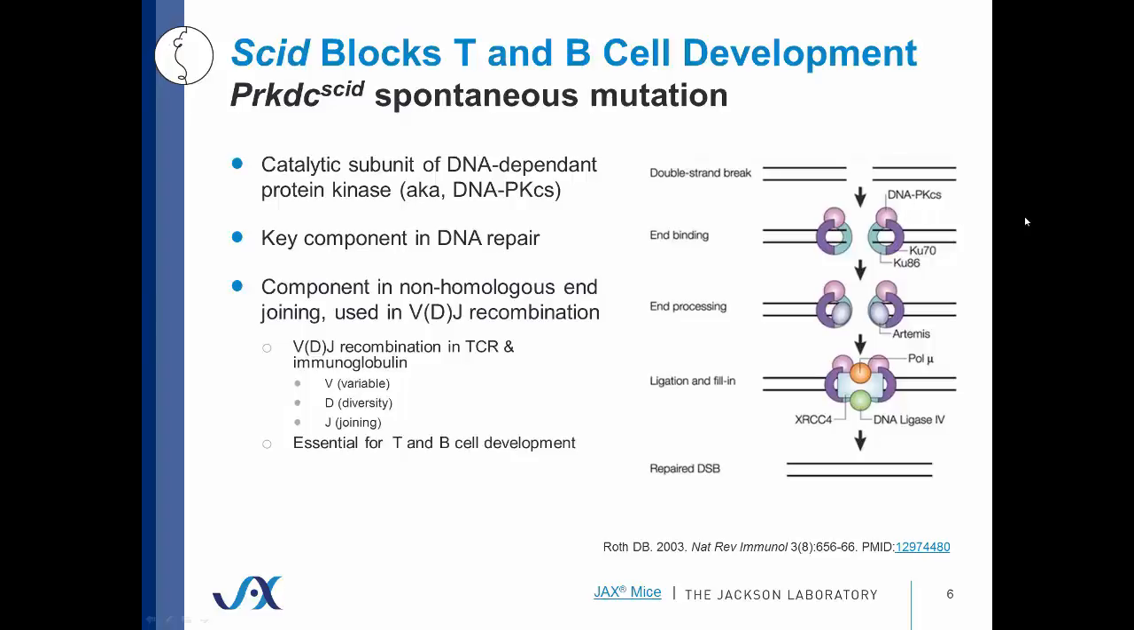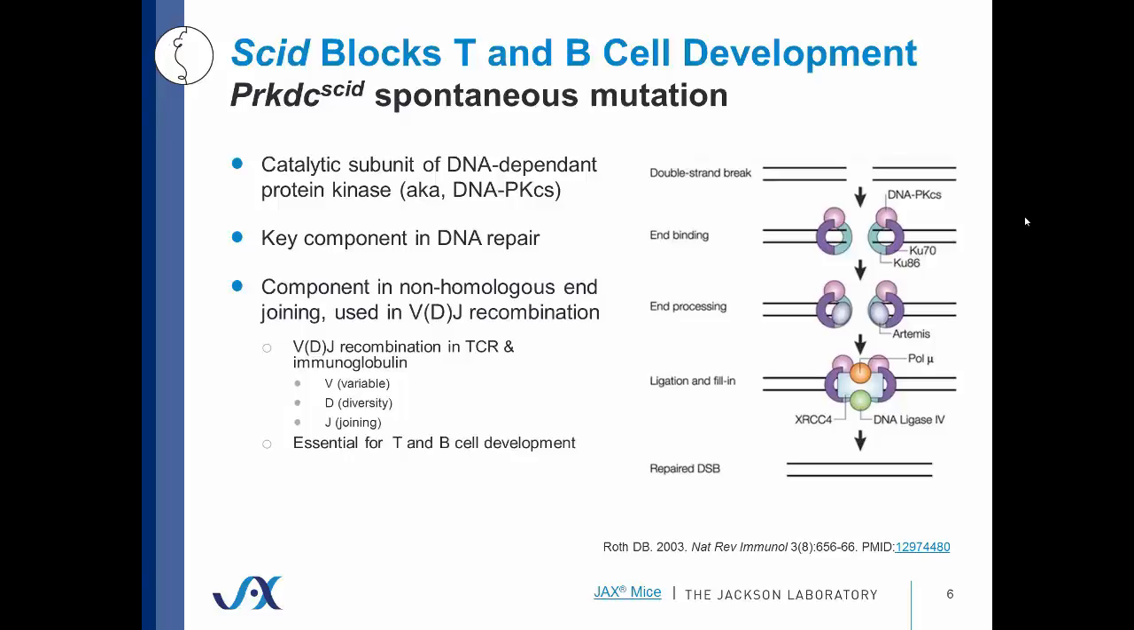This is important because in the development of B cells and T cell receptors, they need to go through something called non-homologous end joining, which is used in VDJ recombination. So during the development of B cells and T cells, they actually need to cut their DNA, rearrange the pieces of DNA, and put it back together. And this gives the full broad repertoire of the T cell and B cell receptors and immunoglobulins.